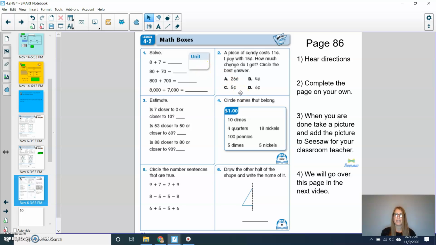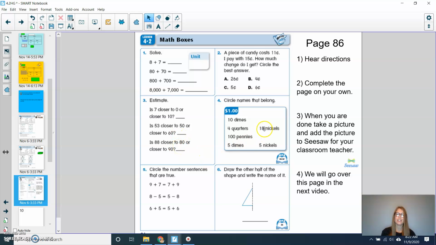For question number 2, a piece of candy costs 11 cents. I pay with 15 cents. How much change do I get? Circle the best answer. For question 3, you're estimating. So is 7 closer to 0 or closer to 10? So on the line, you're going to either write 0 or 10. You're going to do the same thing with 53 and 88.